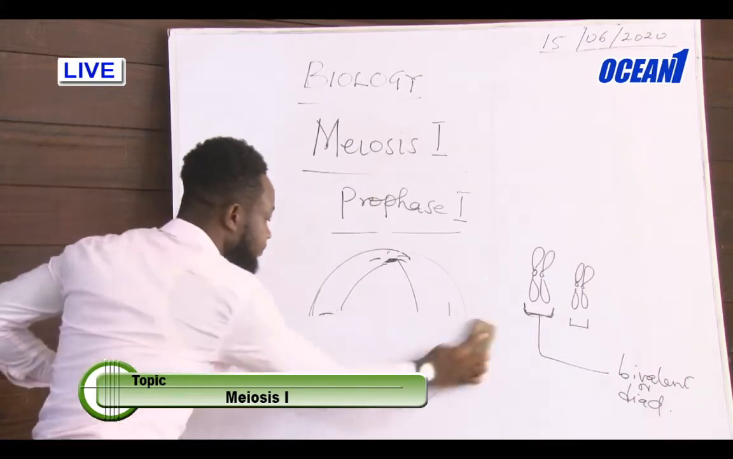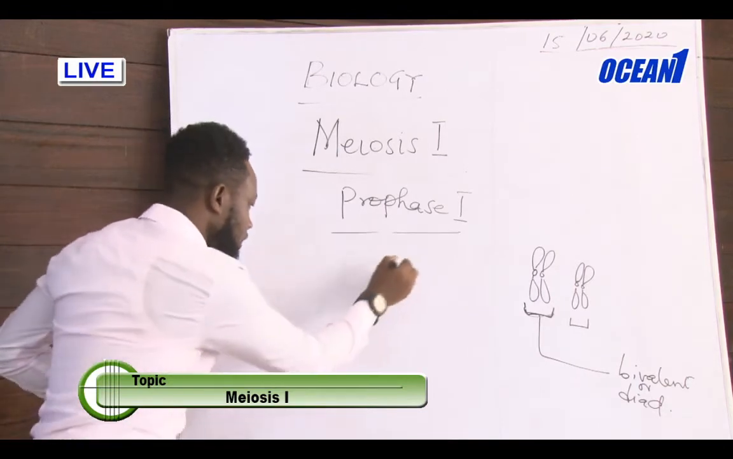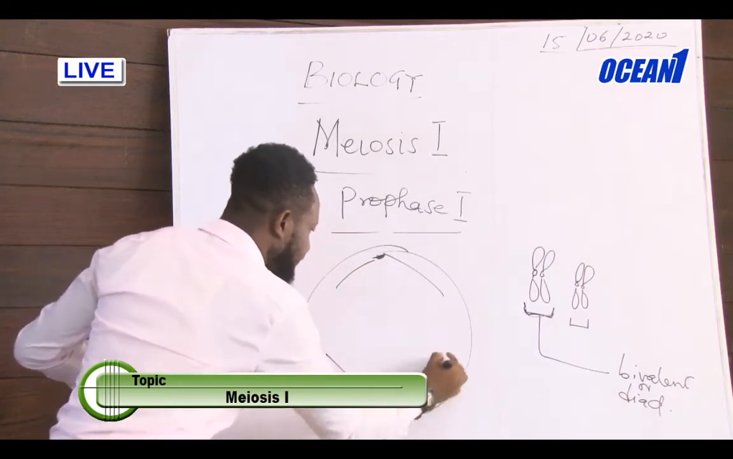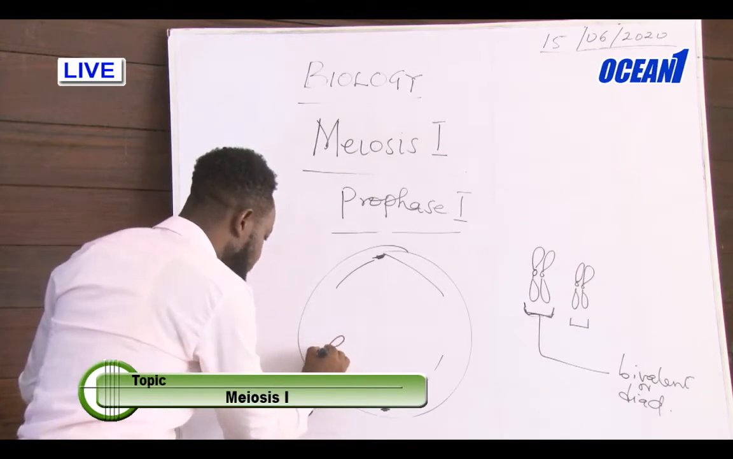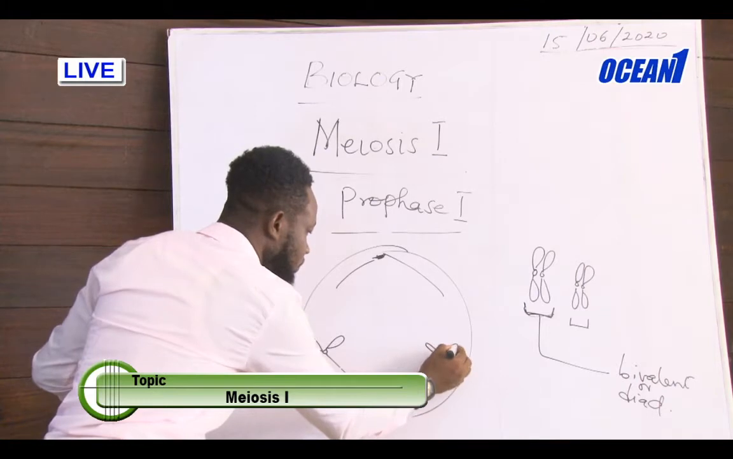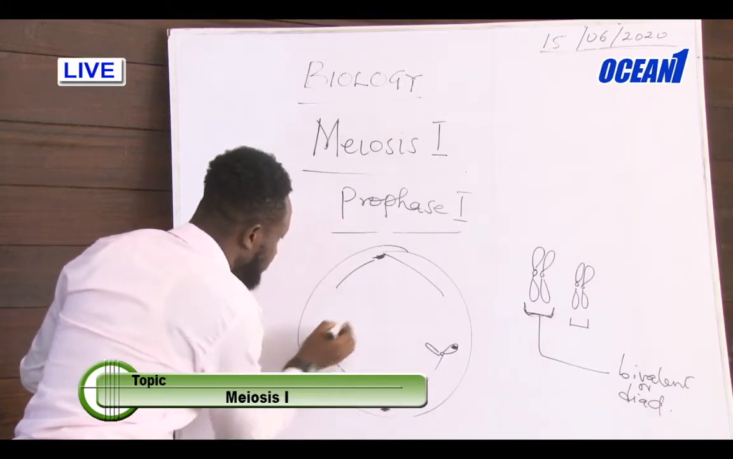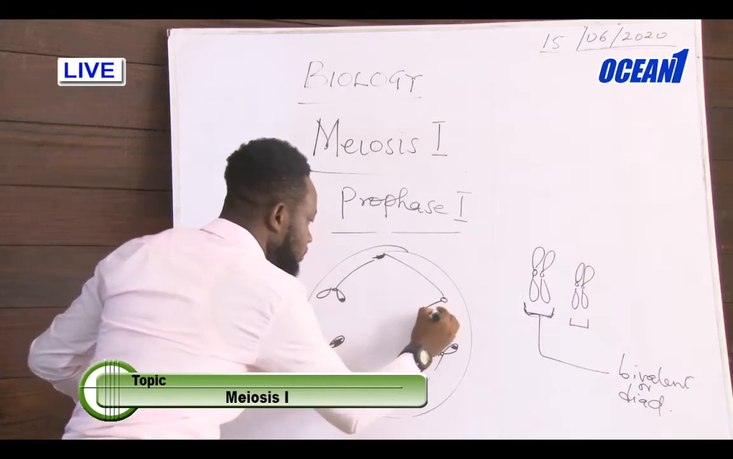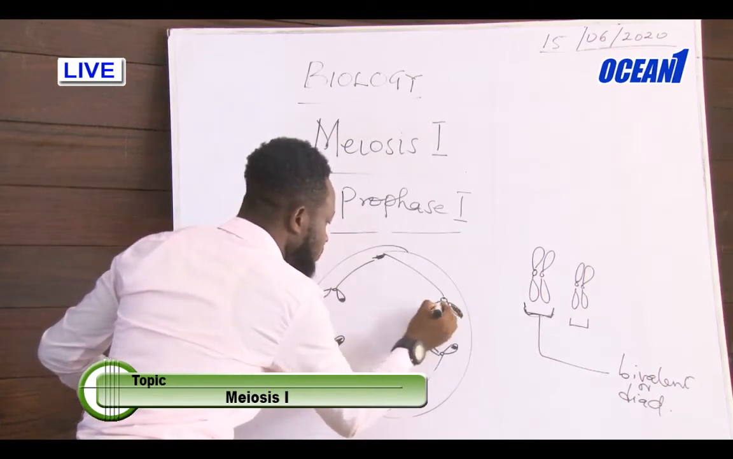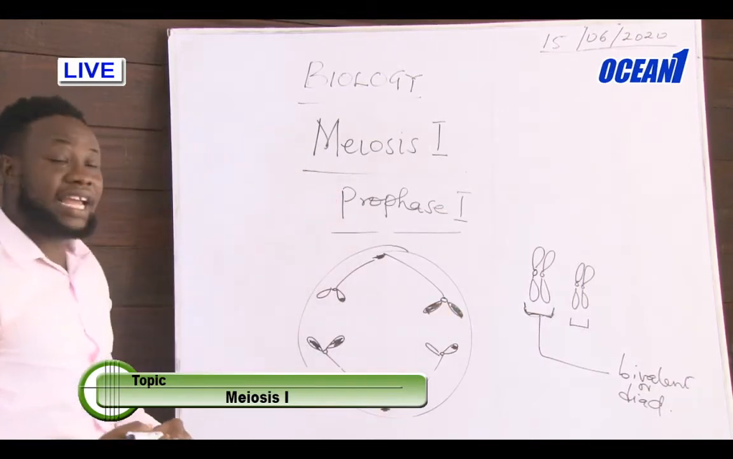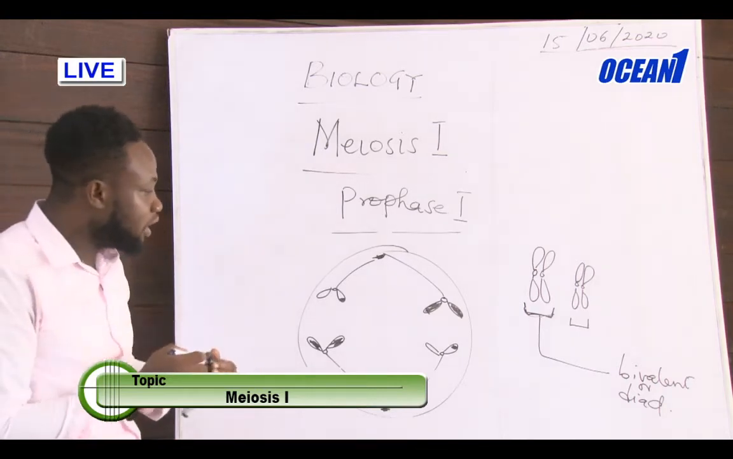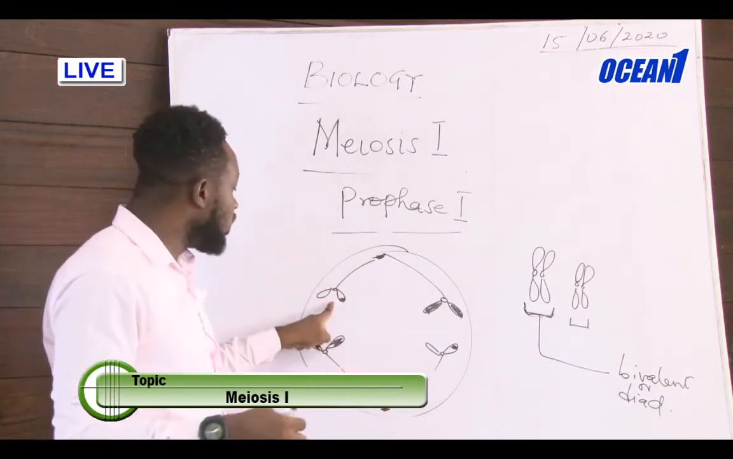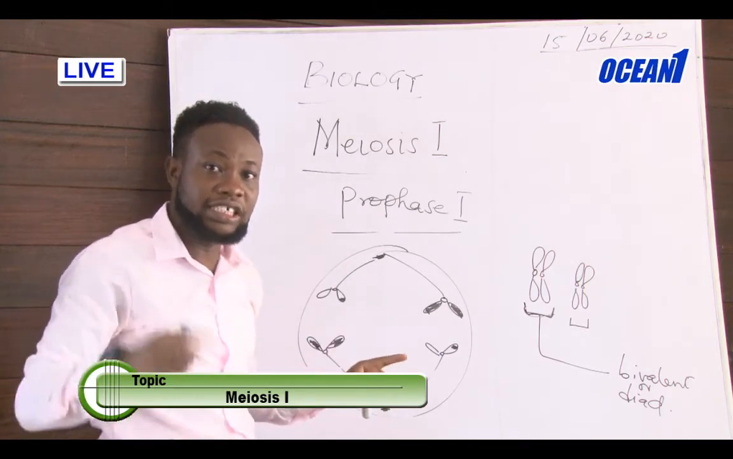So let's see what is really happening there with another schematic diagram. This is the cell. This is our centriole, which has formed the spindle fiber, which attached itself to the chromosomes. So this is what actually happens. The chromosomes with the exchange are now being pulled to the opposite poles. Now, see what happens. With this one, there were two different chromosomes being pulled. So over here, you are not going to see interzonal spindle fiber.